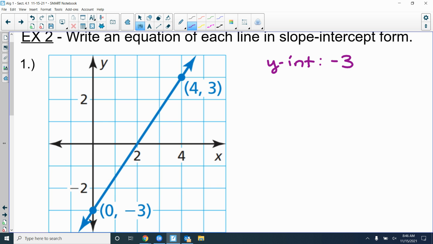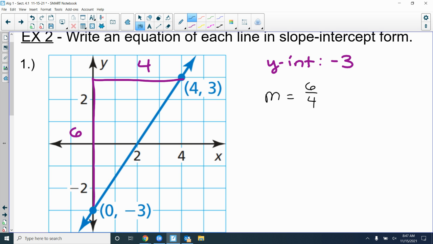We do rise over run. It'll be a fraction, but we might need to reduce it. So we're going to go up, and then you go over. How far up do we go? How far over? Juan, what do you think? 6 up. 1, 2, 3, 4, 5, 6 up. And then 1, 2, 3, 4 over. All right, so my slope. Now, is it positive or negative, Juan? Positive, good. So my slope is 6 over 4.